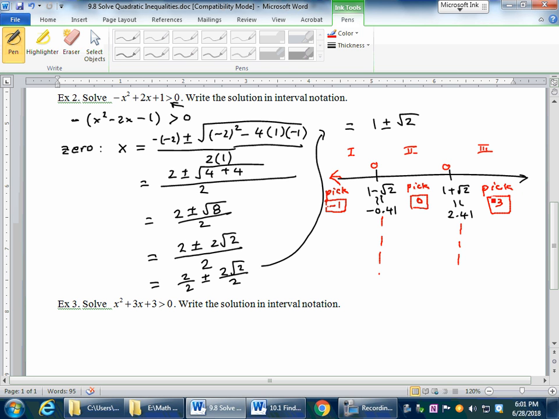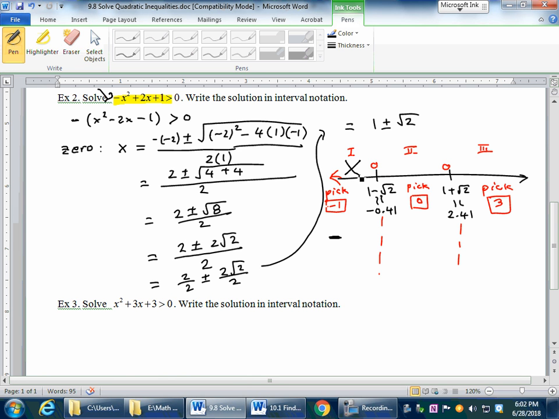Now we're going to test each interval. This time, we're going to test it in our original inequality. Okay? So using your calculator will be faster, because otherwise you have to punch in every single number and then test it. So when you plug in negative 1 into your original inequality formula, that will give me a negative result. A negative number is not greater than 0, so therefore this is what? False.